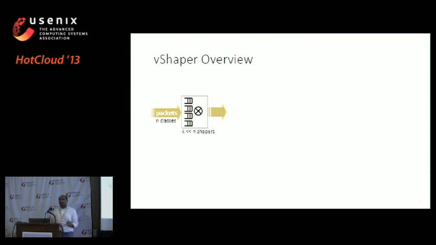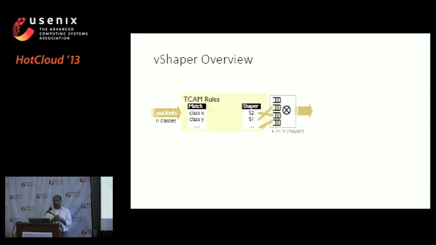So here's a one-slide overview of what we're going to do here. To build something like this, what we do is we put TCAM rules that map different classes onto the fewer shapers. So certainly we have more classes and fewer shapers, so this is a many-to-one mapping. How do we figure out which many-to-one mapping is better than another? We also get free demand estimates from these TCAM rules, and periodically we adapt this mapping of which class goes to which shaper.